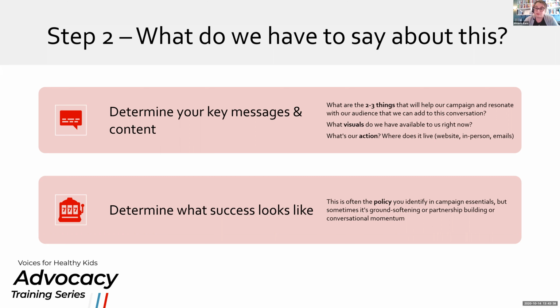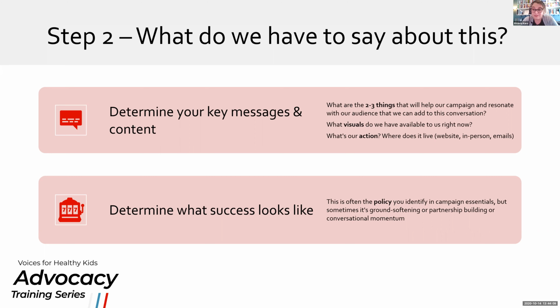So this applies really across your audience ranges, from both the people that you're talking to as an audience and who you might be asking that audience to talk to on your behalf, which is what we think of as our advocacy base. So that's when you're determining your key messages in your content. What are the 2 or 3 things that will help our campaign and resonate with our audience that we can add to this conversation? What visuals do we have available to us?